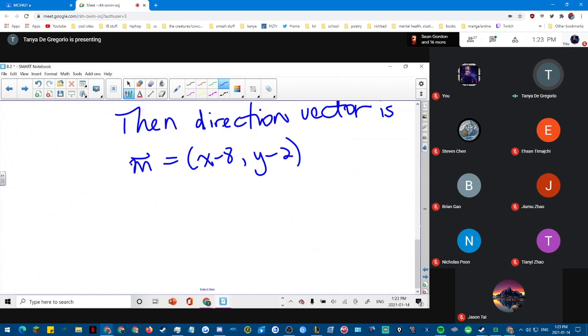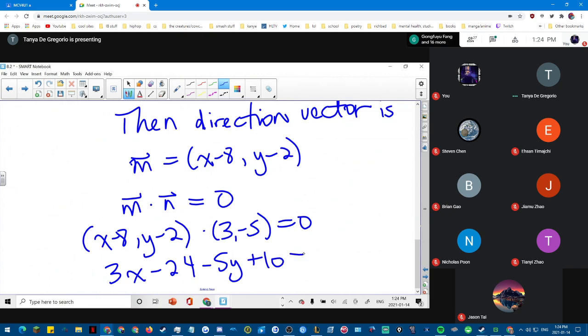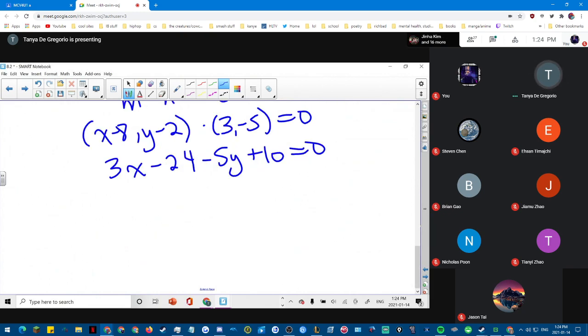And why do I do this? Because now I know that if I dot the normal with the regular direction vector, it has to equal 0. And I can solve for x and y, or I can just solve for my Cartesian equation this way. So here I have x minus 8, comma y minus 2, dotted with the normal. And then you just expand this. And of course, giving us the exact same equation.